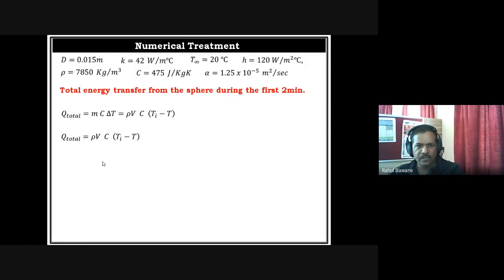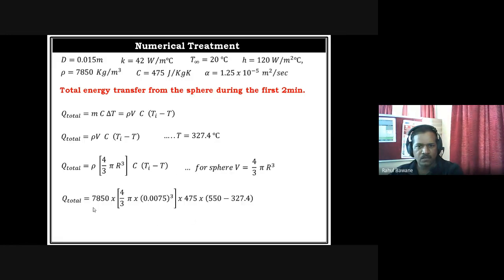So put in all these values. T is 327.4, the temperature after 2 minutes. So delta T will be the initial temperature minus this 327.4. So rho, volume of sphere 4 by 3 pi r cube, into specific heat, into Ti minus T. Putting in all the numerical values, we find the total amount of heat transfer in the first 2 minutes is 1466.76 watt. So I think this is very clear.